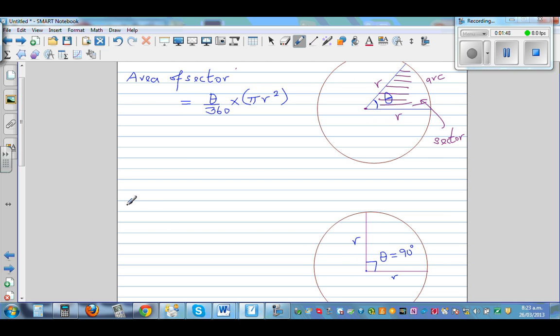So use your common sense. What's the area of this sector, this part? Without any formula, you can say that it is a quarter of a circle. So the area of this sector would be a quarter of pi r squared, the area of the circle. Now think about this. A quarter is the same as writing 90, which is theta, divided by 360. 90 divided by 360 is a quarter.